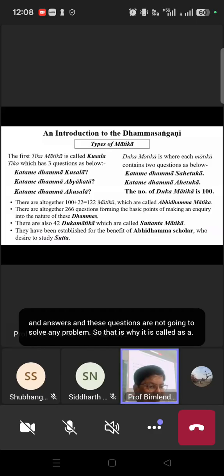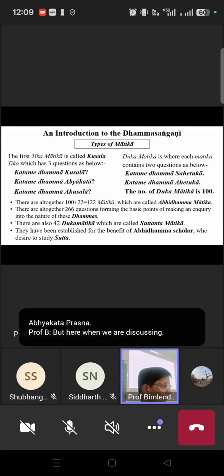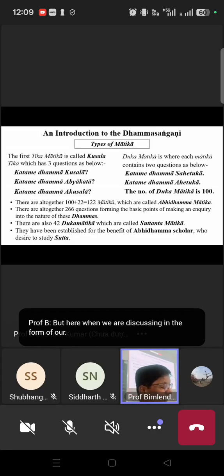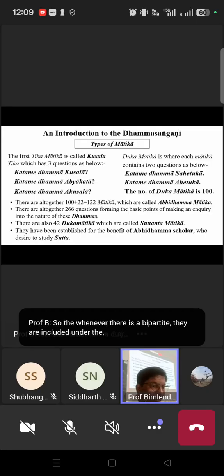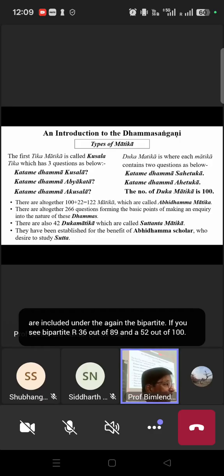But here, when we are discussing in the form of ethics, that is in the case of Dhamma, Abhyakata is in the sense of neither moral nor immoral. So whenever there is a Vipaka Chitta and Kriya Chitta, they are included under the Abhyakata Chitta. Again, the Vipaka Chitta and Kriya Chitta number 56 out of 89 and 52 out of 121 types of consciousness.